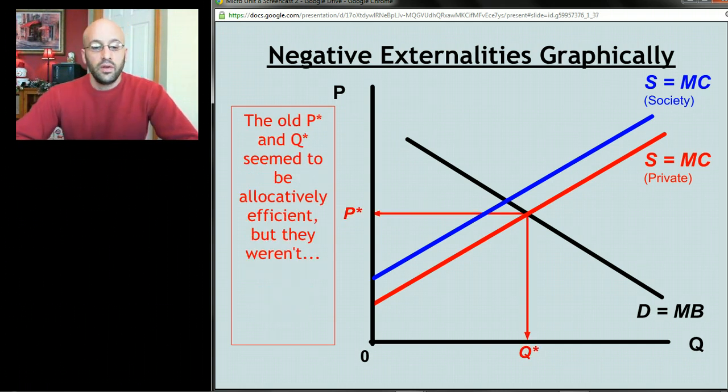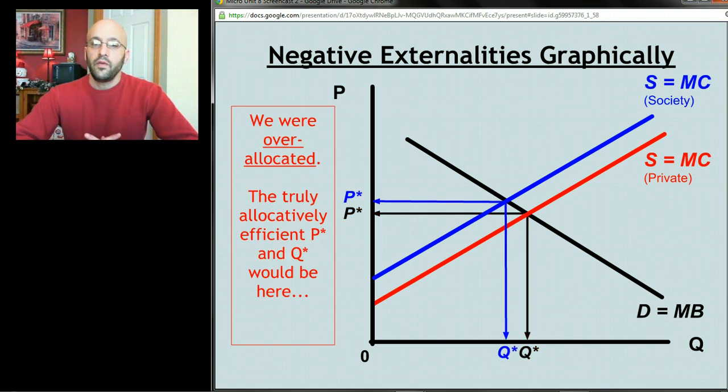Now the old P star and Q star seemed to be allocatively efficient before we started thinking about other people, but they really weren't. Before, we were over-allocated. The truly allocatively efficient P star and Q star would instead be here, at the blue P star and Q star. That's where the real marginal benefits are equal to the real marginal costs, all the marginal costs.